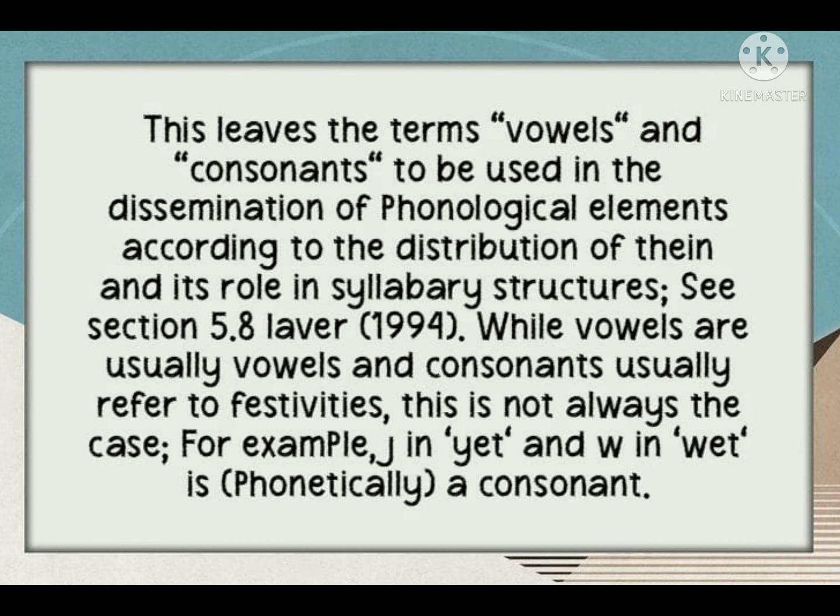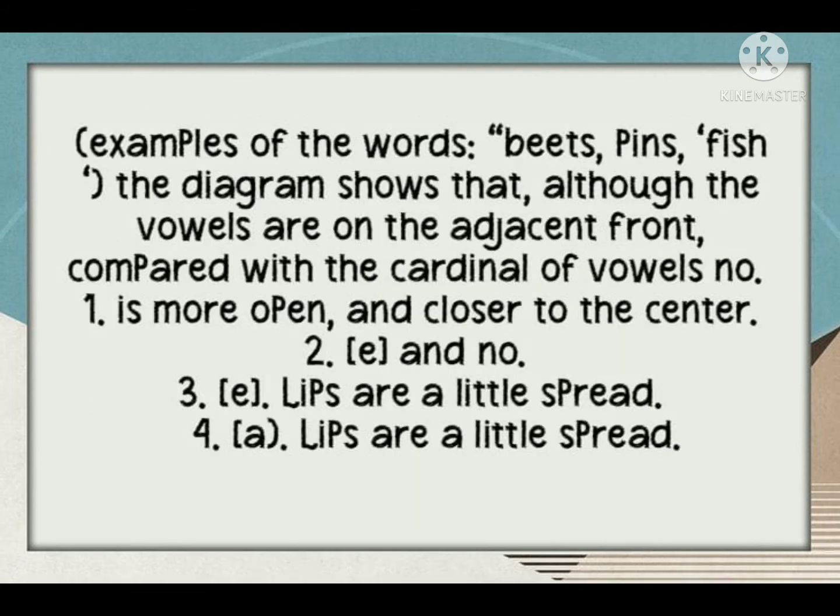For example, J in yet and W in wait are consonants. Examples of words: beach, pin, fish. The diagram shows that although the vowels are adjacent at the front compared with the cardinal vowels, number one is more open and closer to the center, and number two, E, and number three, E, lips are a little spread, and number 4, A, lips are a little spread.